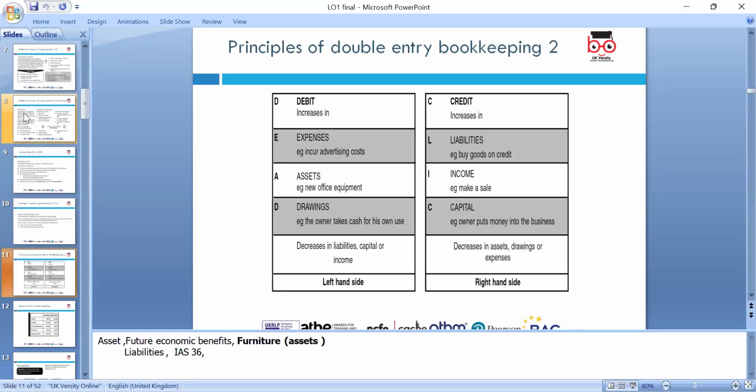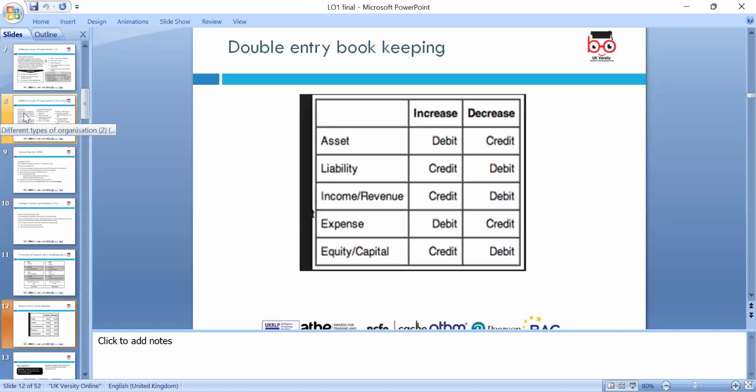When you're dealing with double entry, please always keep in mind the debit and credit rules. When an asset increases, we debit. When a liability increases, we credit. Always follow this guidance clearly. An increase in an asset will be a debit, an increase in a liability will be a credit, and a decrease in a liability will be a debit. Income received: an increase will be a credit, and a decrease will be a debit, if we need to reduce it. Expenses will be a debit.